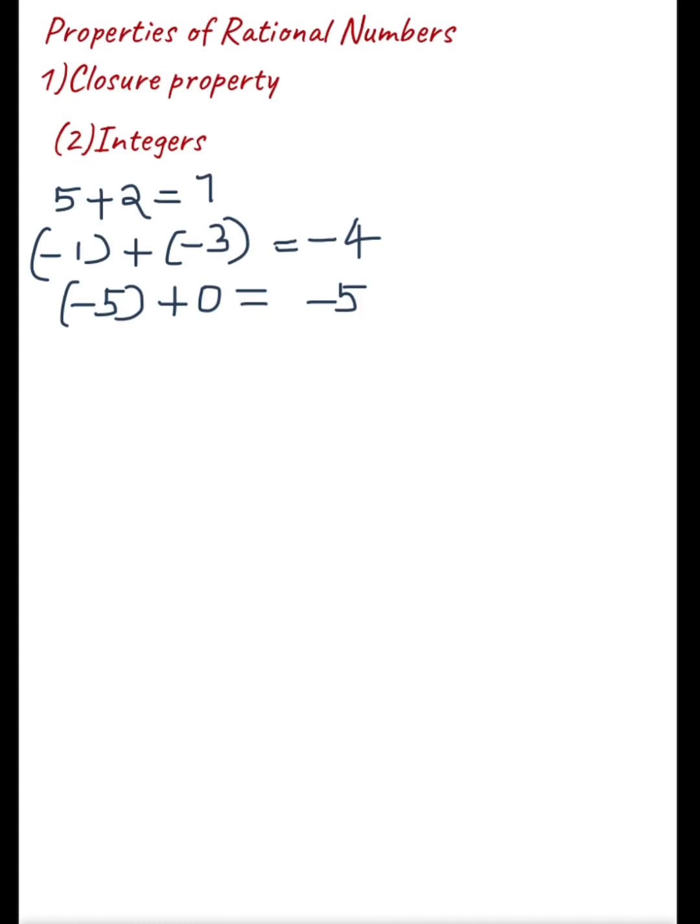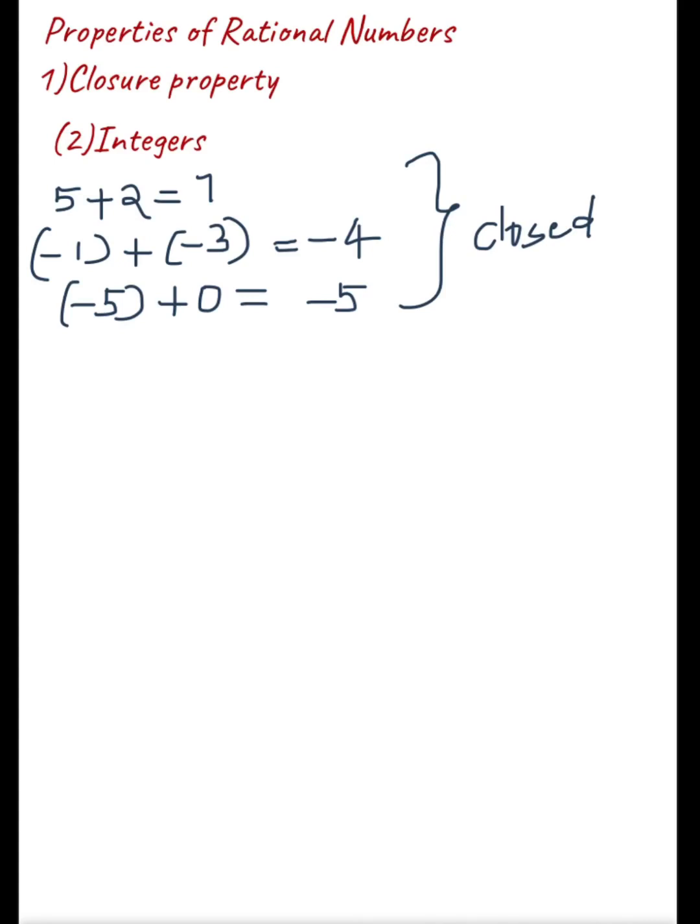That means if you are taking any two integers and adding them, the answer is again an integer. That means you can say that integers are closed under addition. That is, you are taking any two integers and adding them, and the answer is also an integer. From that you can say that integers are closed under addition.